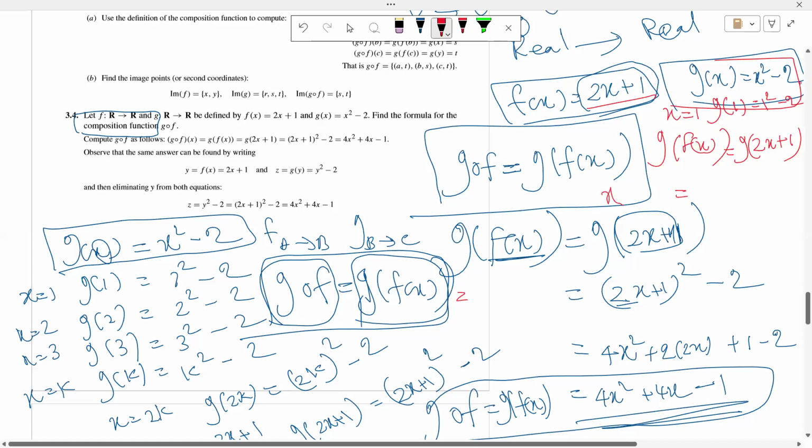Similarly, if I put x equal to 2x plus 1, then what will happen? g of 2x plus 1 is equal to, for this x, I can replace this 2x plus 1, right? That's nothing. For all the x's, I can replace 2x plus 1. Now what will happen? (2x plus 1) whole thing to the power of 2 minus 2. Then if you simplify this equation, you are getting the answer, right?